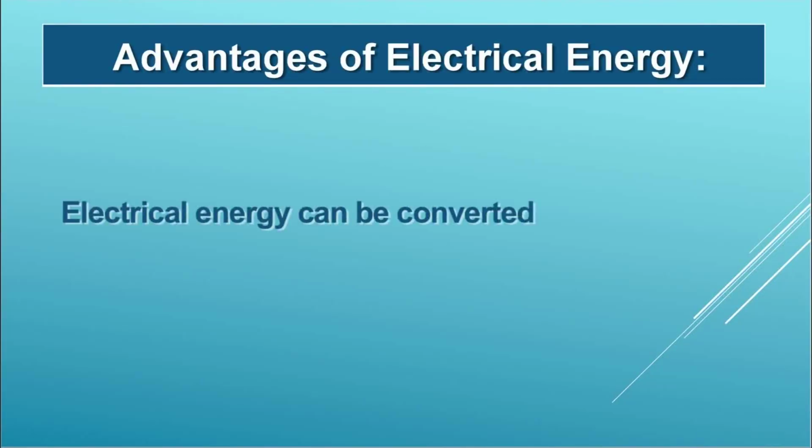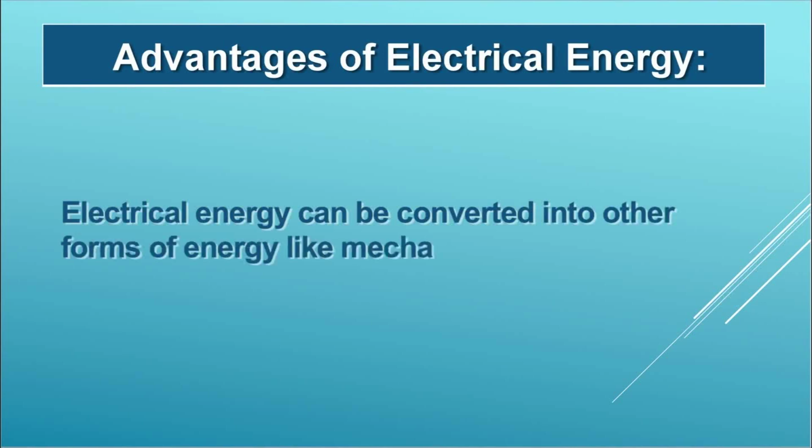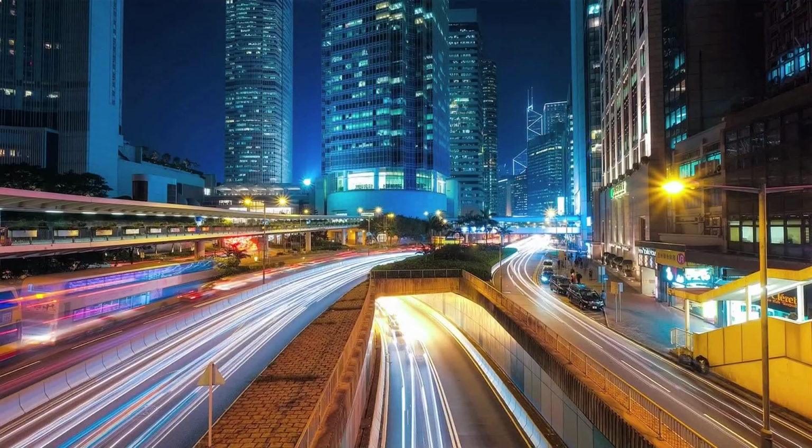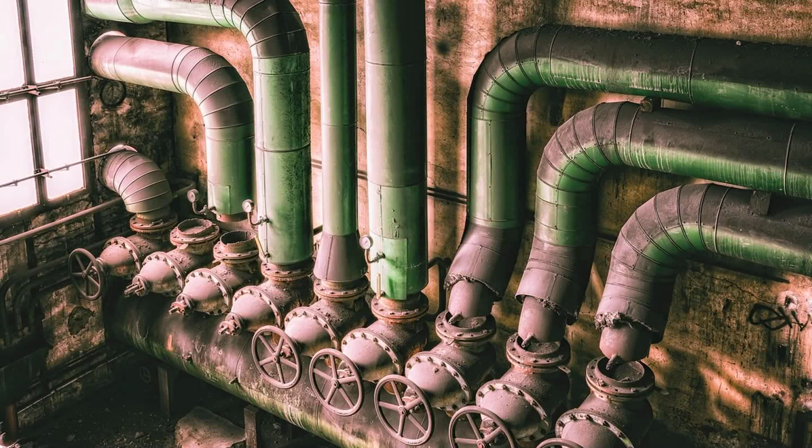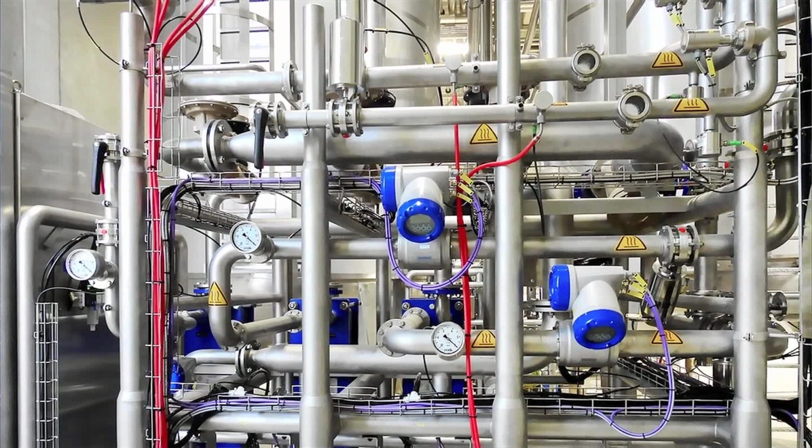Now let us discuss the advantages of electrical energy. Electrical energy can be converted into other forms of energy like mechanical, thermal, etc. easily. Electric energy is unrivaled for many uses such as lighting, cooking, computer operation, traction, industrial heating applications, entertainment applications, etc. The use of electrical energy is pollution-free. Electrical energy is considered more advantageous than other forms of energy.